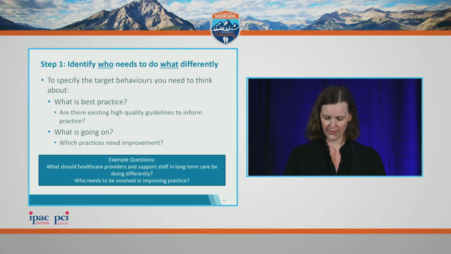So the first step to think about is to clearly identify who needs to do what differently. And I can't emphasize that enough. This is where we worked really hard to get a really good sense of the target audience, who it would be that we'd be focusing on making these behavior changes, and who would need to actually do this improvement if we were going to address this issue efficiently. And what should healthcare providers and the support staff in long-term care homes actually be doing differently? And really what we're looking at is what's the it that we're working towards.